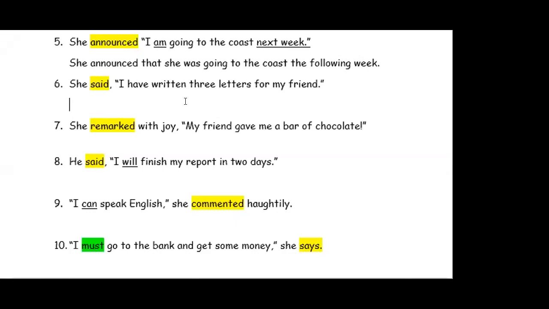Okay, so number 6. She said, "I have written 3 letters for my friend." First of all, the introductory verb here is in the past tense. It's "said", all right? How do we put this in indirect speech? I'm going to highlight the verb here. The verb is "have". There's a slight change that's going to happen here. So write down your answers for me. And I want answers from those who have been quiet. If you've been quiet, you know who you are.